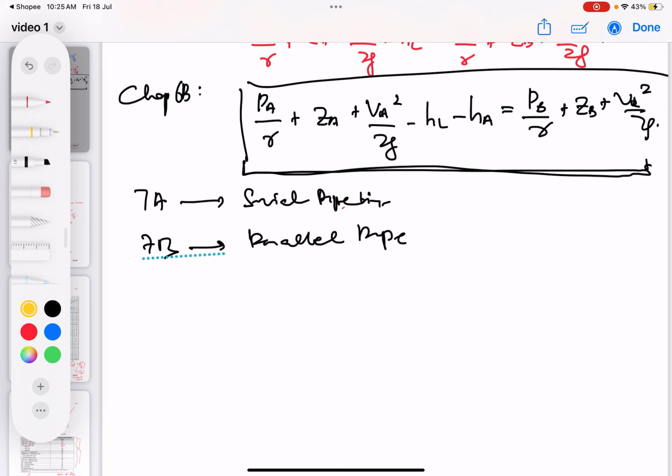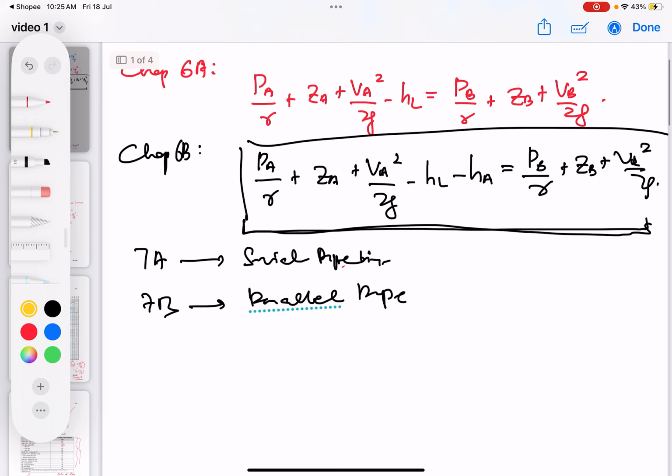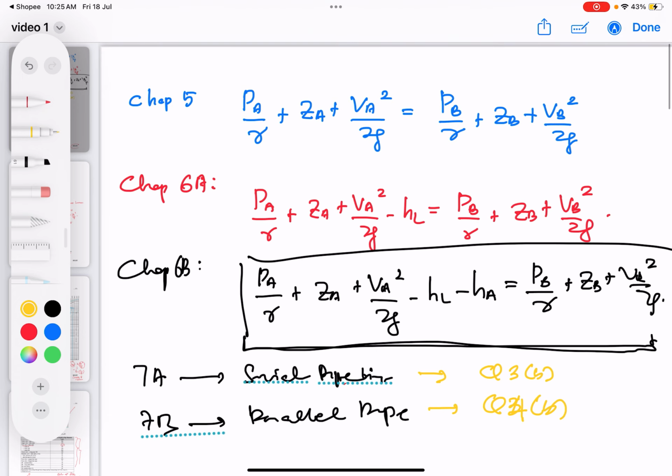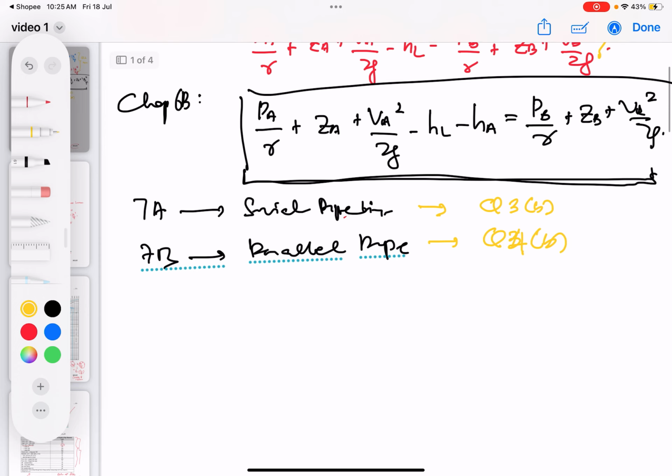To recap, what does the final exam look like? Questions 3 and 4 are actually optional. So this one is going to be question 3B, and this one is going to be question 4B, and this one is going to be question number 2. Question 2 is 20 marks. For question 3B, it's going to be 10 marks, and question 4A is going to be 4 marks.